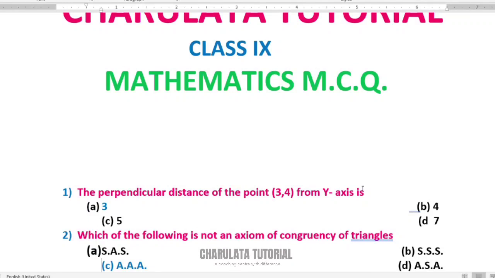Which of the following is not an axiom of congruency of triangle? Here AAA (angle) is not a congruency criterion.